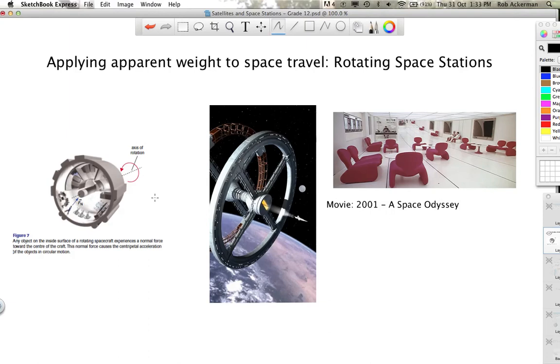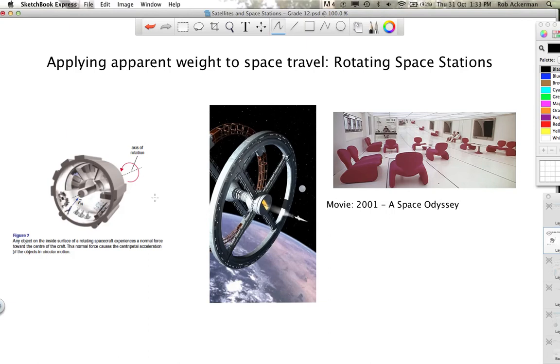So one thing that you can do for someone in space is have them exercise a lot to keep up their strength. But wouldn't it be nice if you could actually have the feeling of gravity, the feeling of apparent weight, so that not only would your body stay healthy, but you could eat and sleep and play and work and do all the things you normally do on Earth in a regular 9.8 environment?